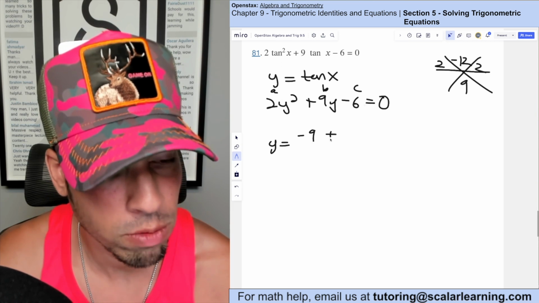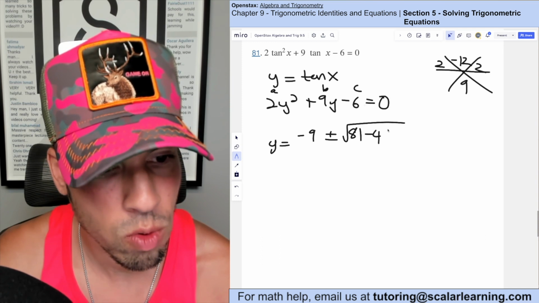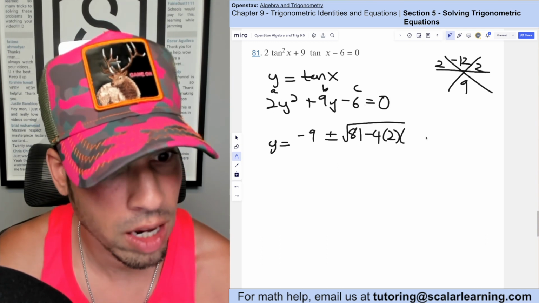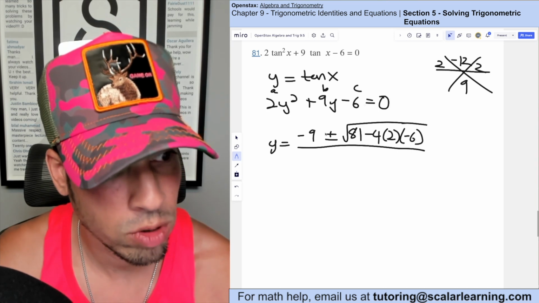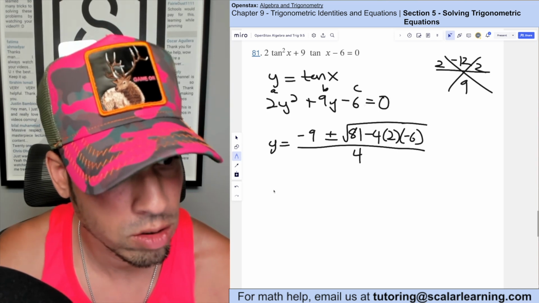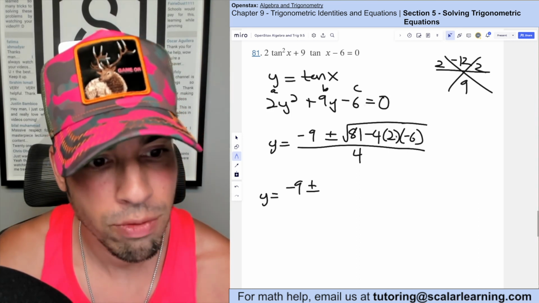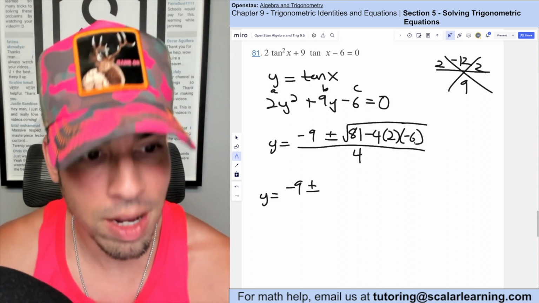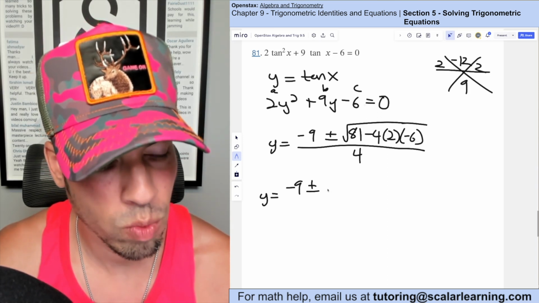negative b plus or minus the square root of b squared, that's 81, minus 4 times a, right? There's a, times c is negative 6, all over 2a. 2 times a is 4 in this case. Let's simplify. We got y equals negative 9 plus or minus negative 4 times 2 is negative 8 times negative 6 is positive 48. 48 plus 81 is 129.